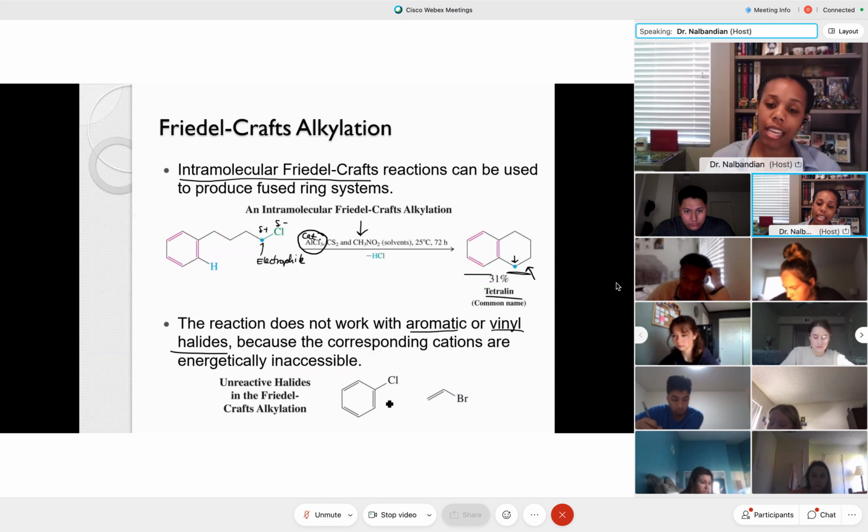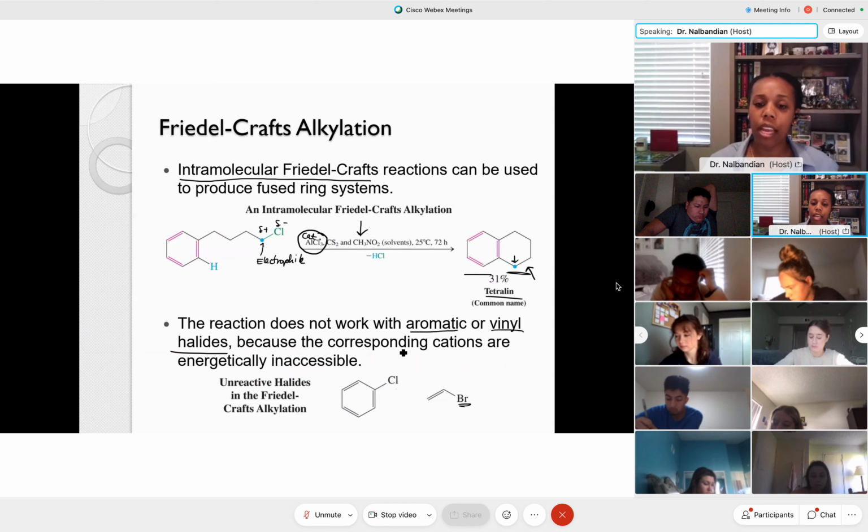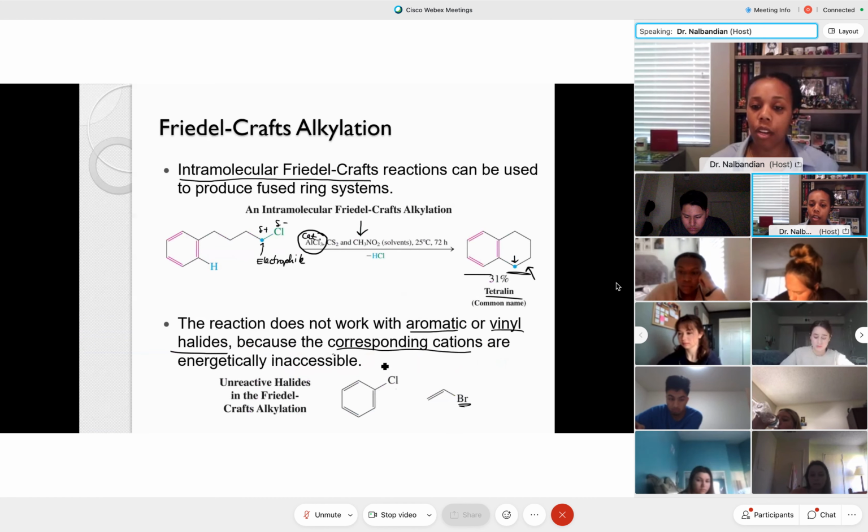So we use one benzene and then this other one where we have a halogen. We also can't use vinyl, where it's a double bond directly attached to this bromine. We can't do that because the corresponding cation, so here we would have to have, for this benzene ring, a positive charge on the benzene ring, or we'd have to have these two carbons where there's a positive charge on the double bond. These two are energetically inaccessible.